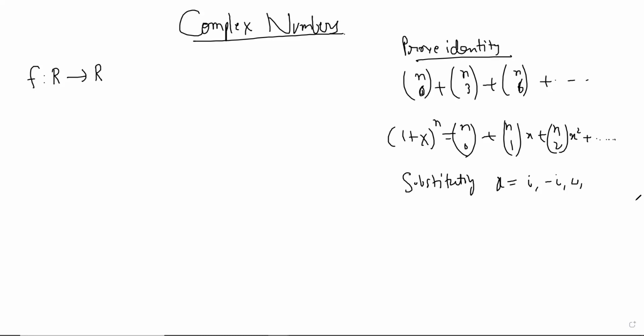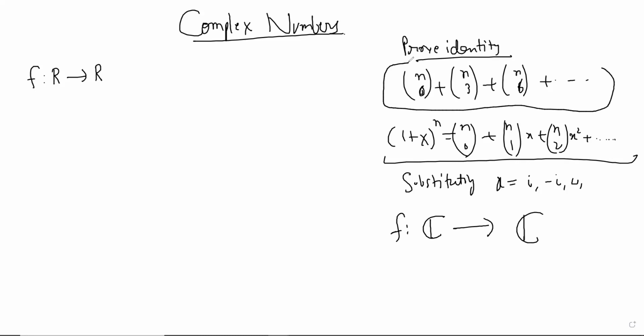We benefit from x equal to I, minus I, omega and so on, right? So this is an example of a situation where the function is from R to R. You can consider this as an expression from R to R. The domain is R, but we benefit by extending the domain to be from C to C. Do you all agree with this? Otherwise, this problem is difficult. Or I should say, the solution using complex numbers is much simpler.